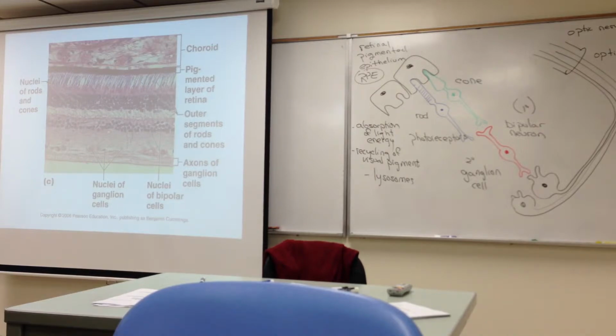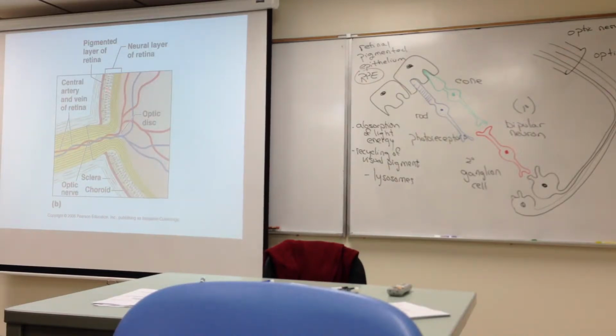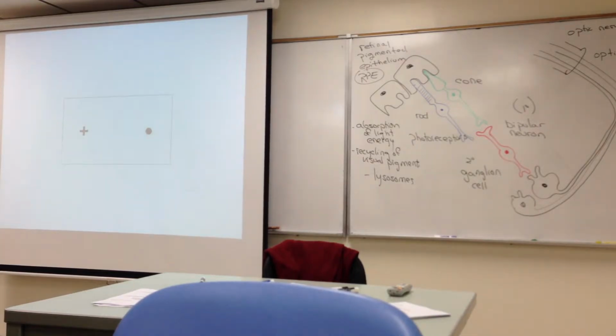So this is just looking at the layers. Out here would be the vascular layer. Here's the pigmented layer. And this would be the outer segments that have the visual neurons and their cell bodies. And then finally we have the ganglia, the axons rather, of the ganglion cells. So light has to pass through all of these to get to the photoreceptors. Here would be the axons of the ganglion cells leaving, and as you can see, there are no photoreceptors there. So when light hits that area, there's no response.